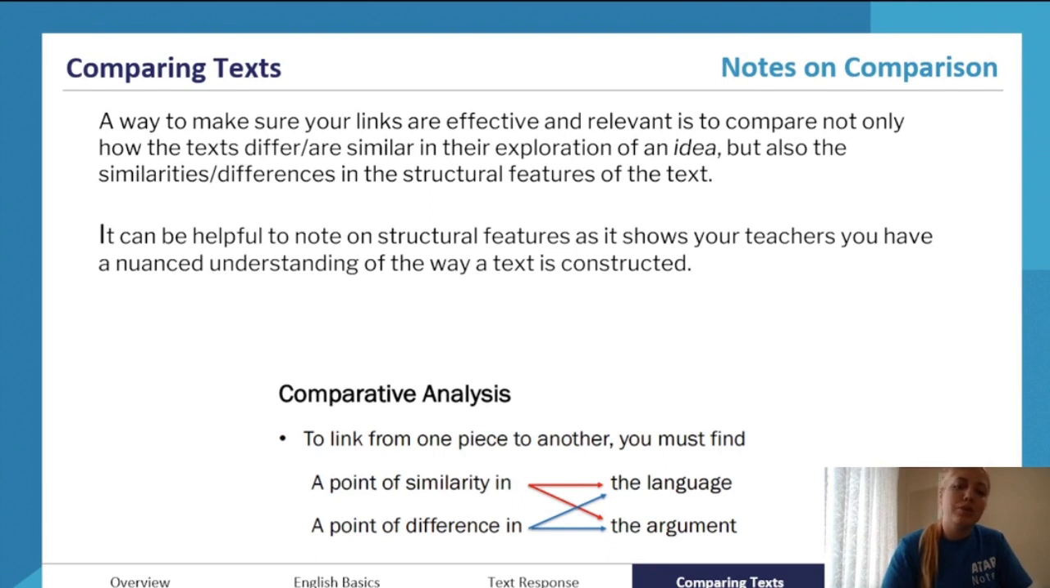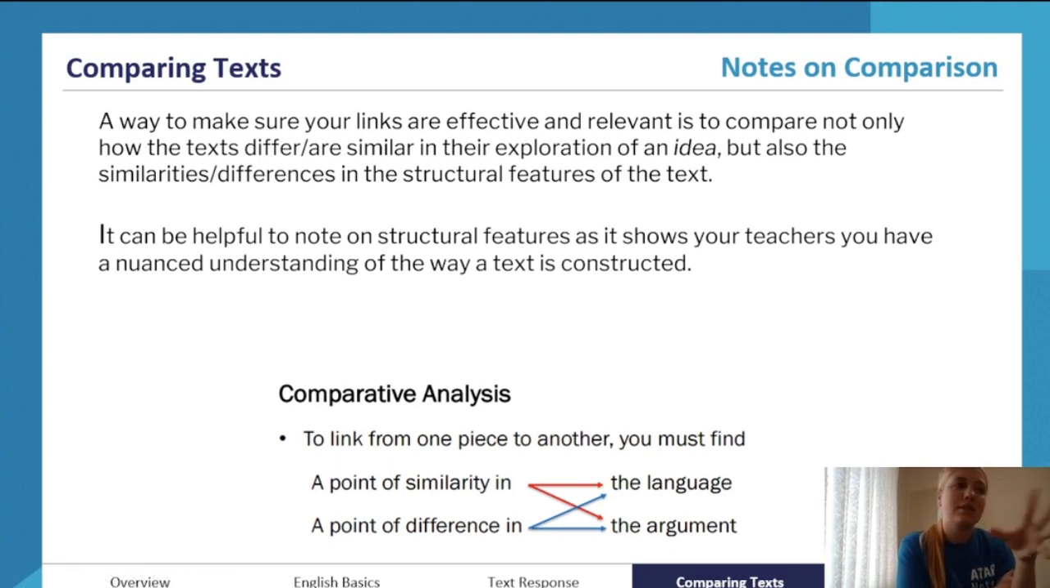So you want to compare structural features as well, basically meaning to compare language. And this will be especially pertinent and easy to do because both of your texts are in different genres. So you might be doing a novel and a play, or a film and a novel. So there's inevitably going to be differences in structural features. Use this table to help guide you, and you can use it as a bit of a cheat sheet on how to make strong links.